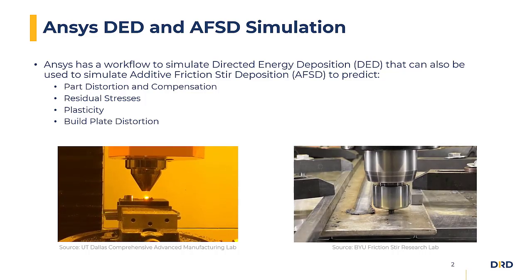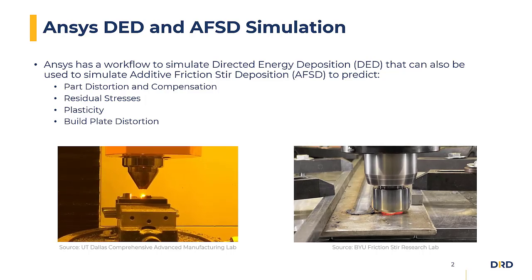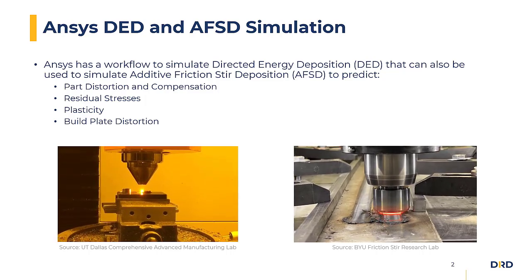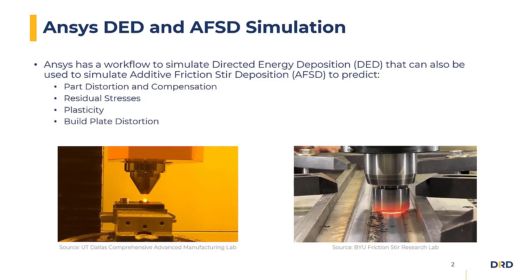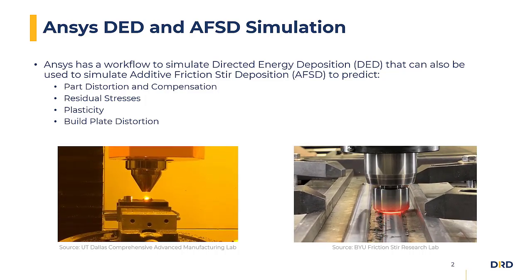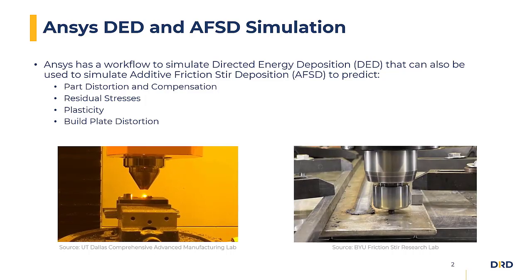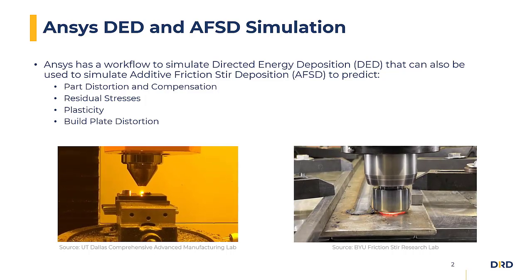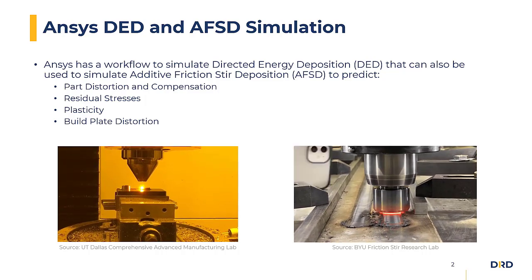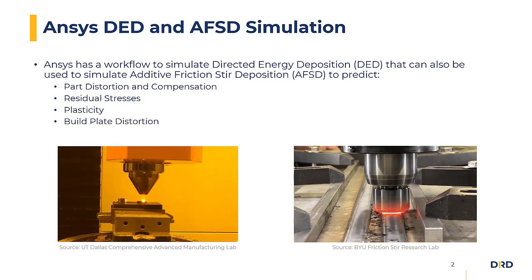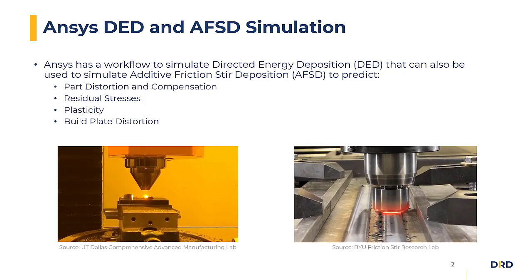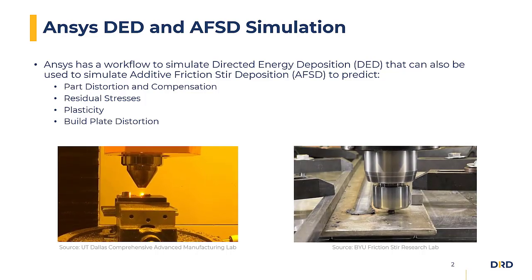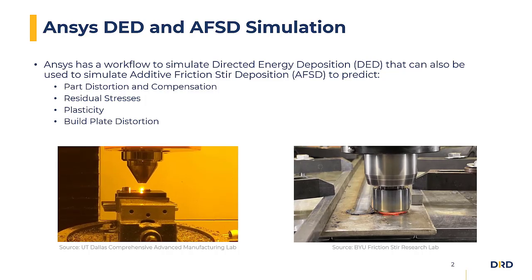The AFSD process works by rotating and pressing solid feedstock into the substrate until friction causes the material to heat up enough to plastically flow. The material never fully melts, so this is considered a solid-state additive process. The main difference between simulating DED and AFSD in Ansys is that the material is activated at the melt temperature for DED, but a lower process temperature is used for AFSD.